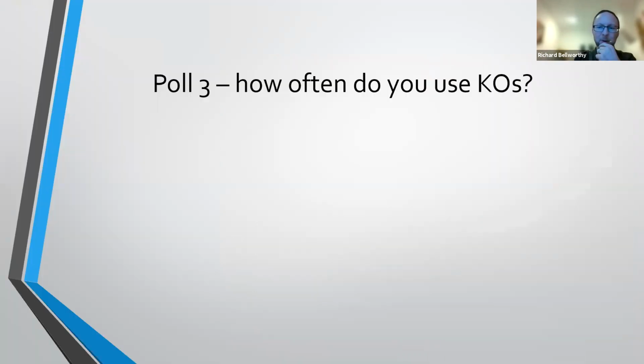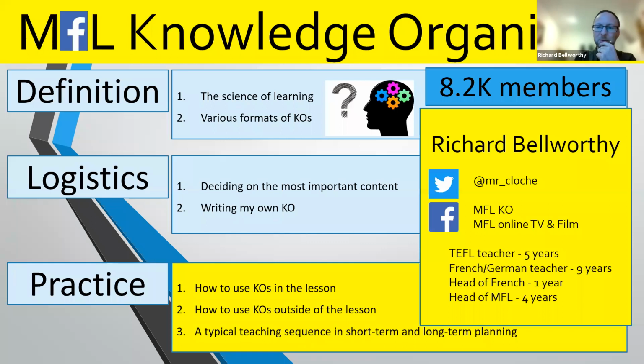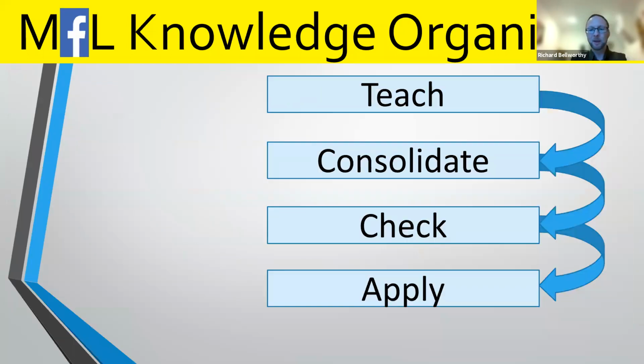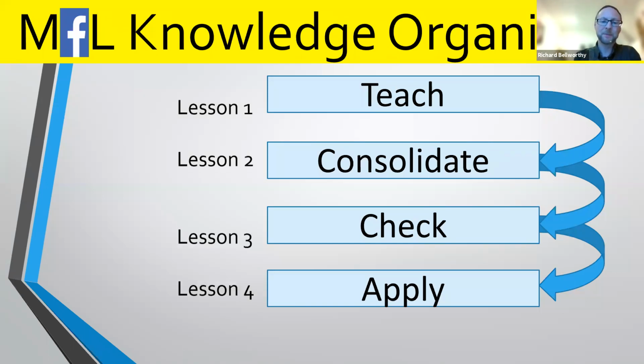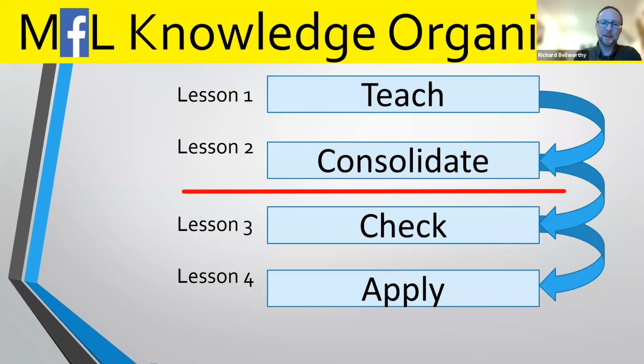Okay, I'm going to skip this poll and just move on to the practical side of how to use these in the classroom. Here is the basic format that we would follow. We would teach language, we would consolidate it in the next lesson, we would check it in lesson number 3, and in lesson number 4, we would apply that knowledge. We would give 2 homeworks in between the teaching stage and the consolidation and check stage, in order that students can go home and learn what they have been presented in the class. We call this learning self-quizzing. Let's break this down even further.